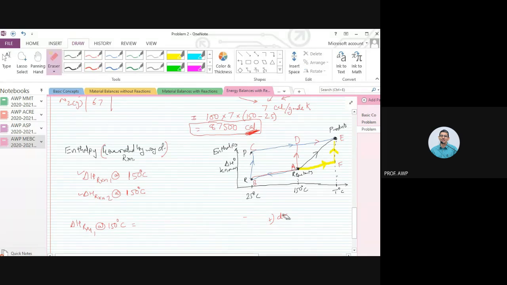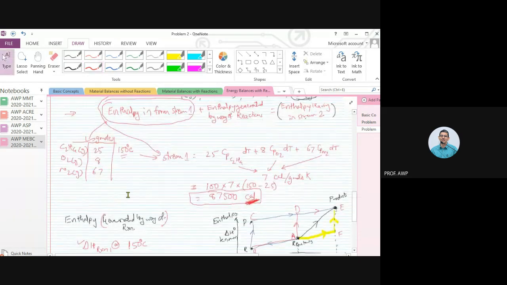It is just a visualization. It is just how we do accounting. So now this is straightforward. We can find out delta H of reaction 1 at 150 degrees centigrade. We can find out delta H of reaction 2 at 150 degrees centigrade. This also we find, it is straightforward. We have done it last time. We can do it again.